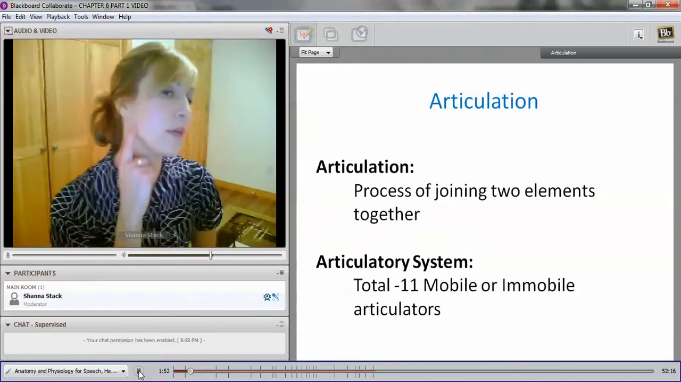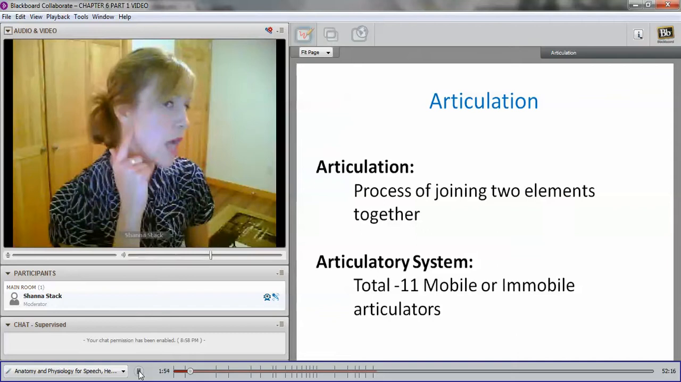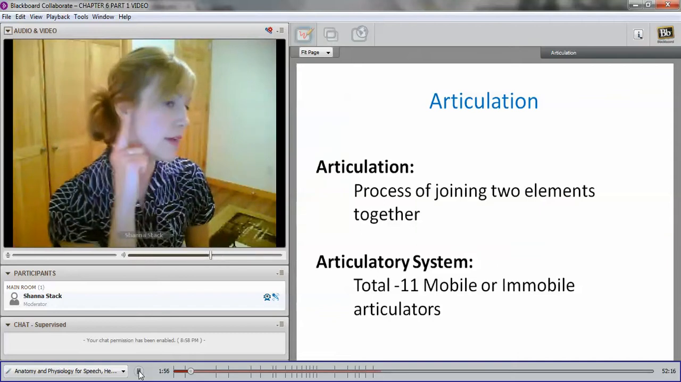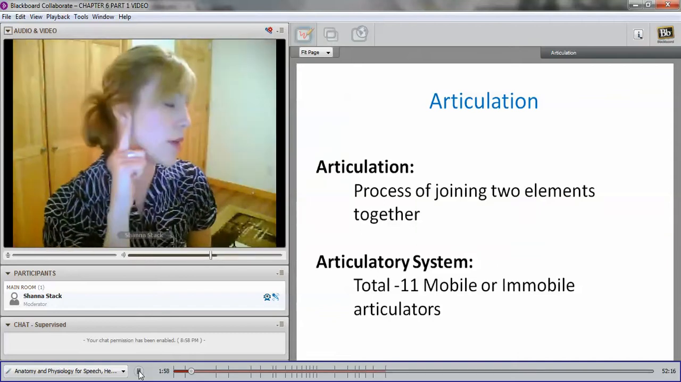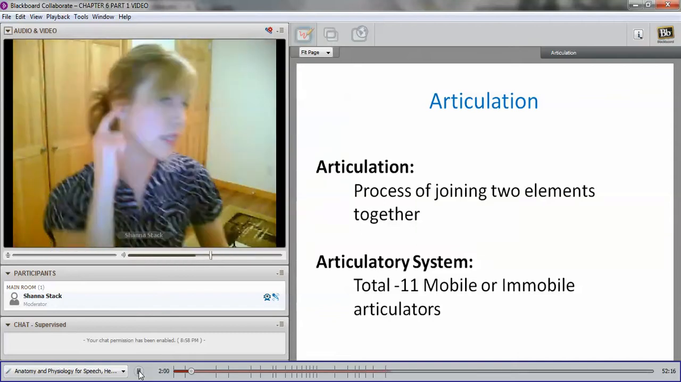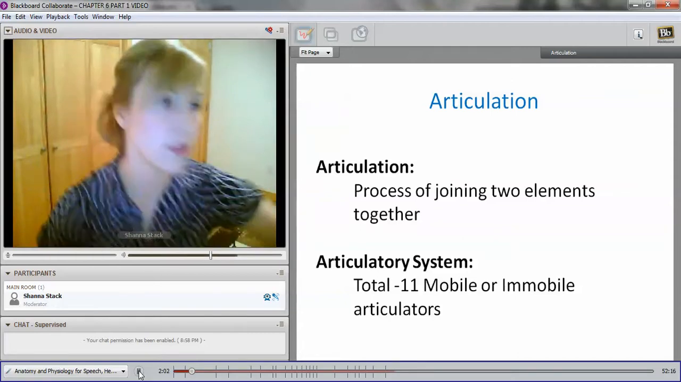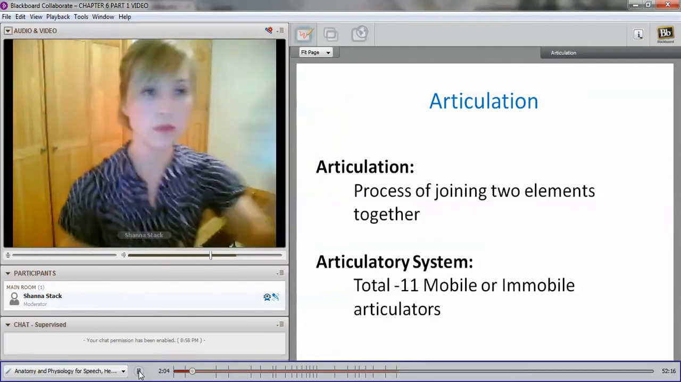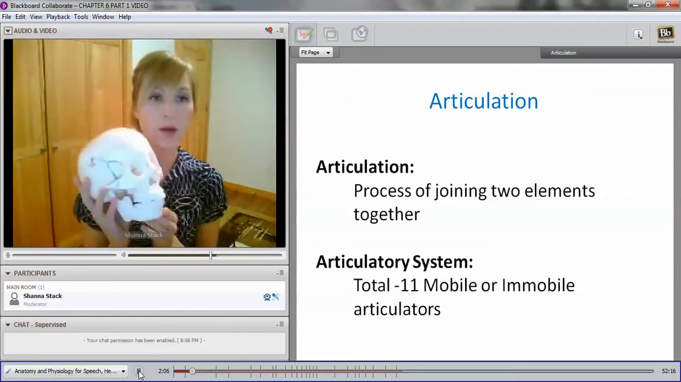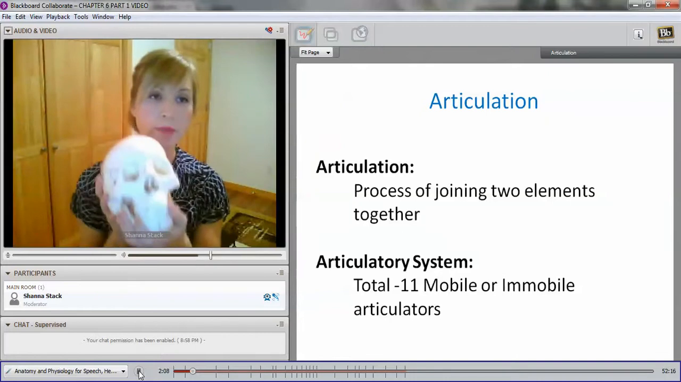I can articulate my mandible with my temporal bone. In this case, there's a process called the condylar process right back here that actually articulates with the cranial skull. And I'm going to use this skull, and I'm not sure how well the camera picks up on it, so I'm not going to depend on it.